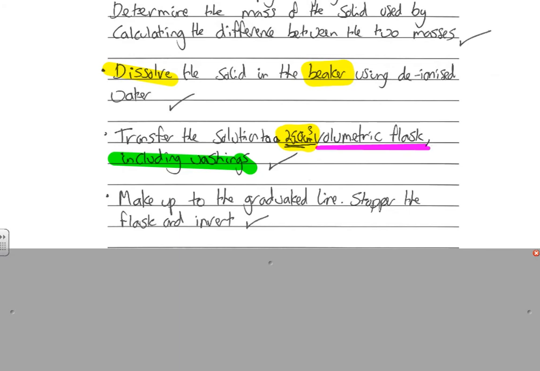The graduated line on your volumetric flask would tell you when the finished solution had got to 250, so focus your answer on saying I'm using a 250 centimetre cubed volumetric flask, of course, and I'm going to make it up to the line, because at that point you would be sure that the total volume is exactly 250.